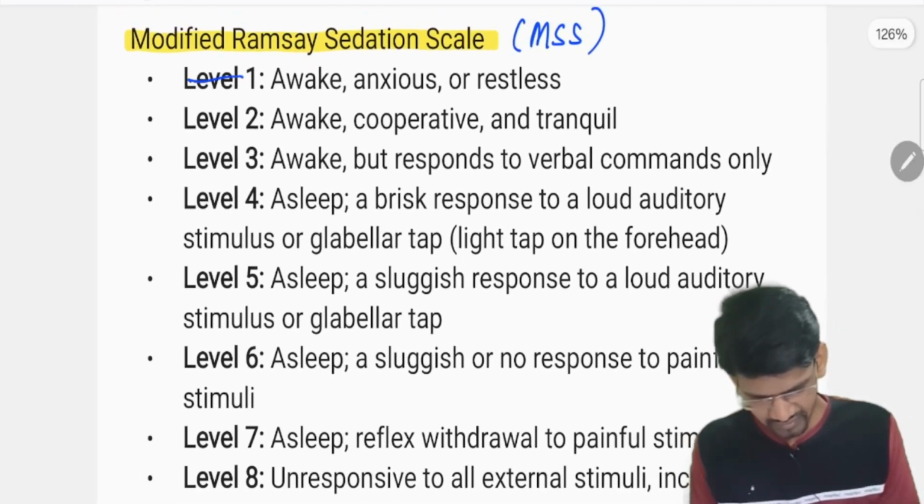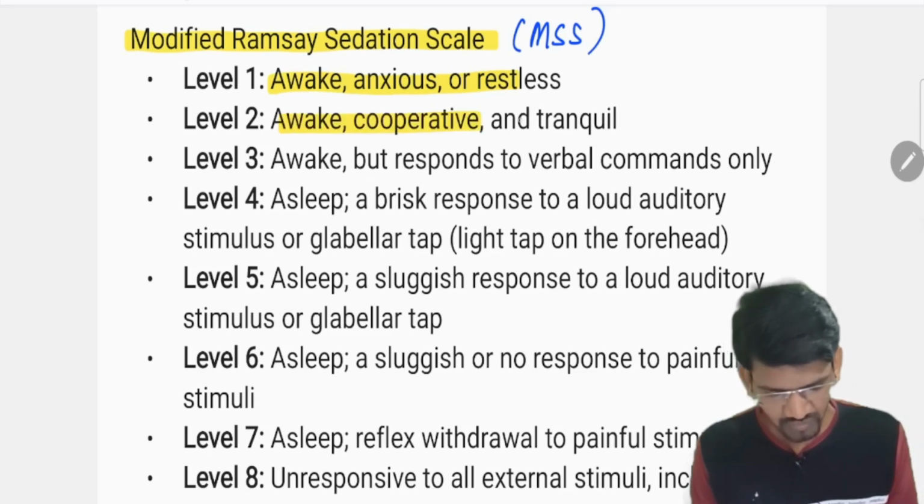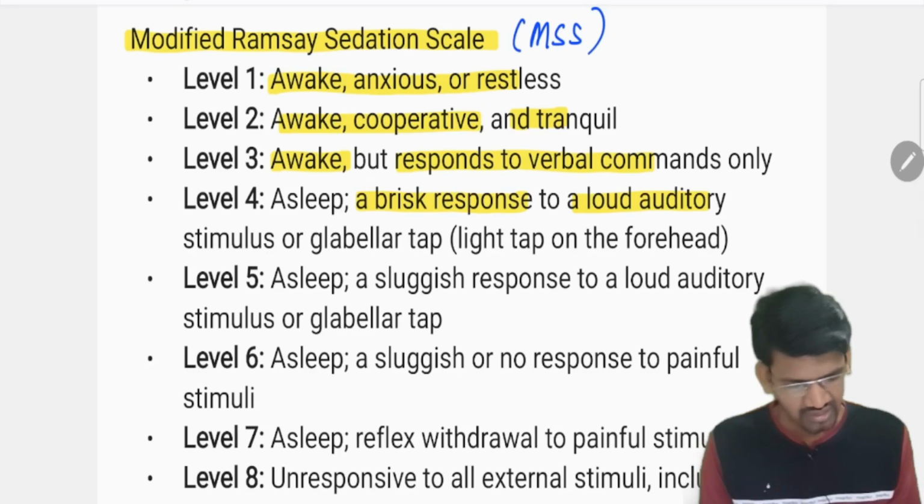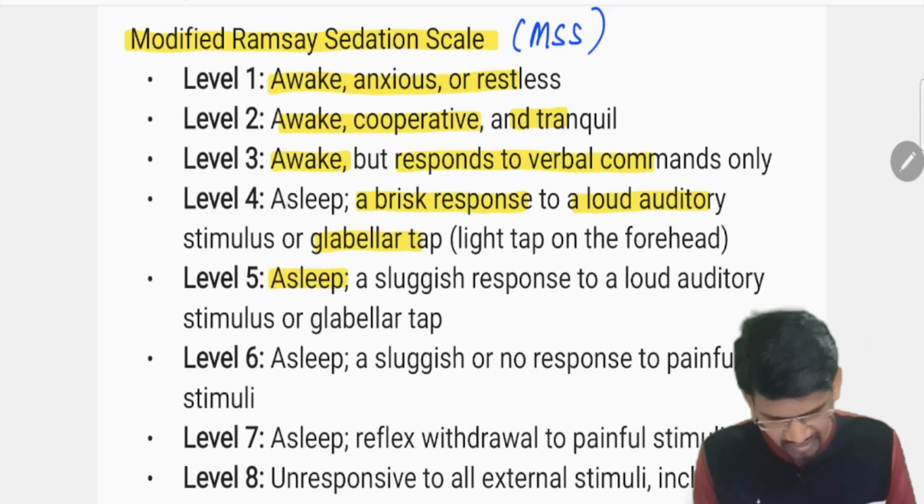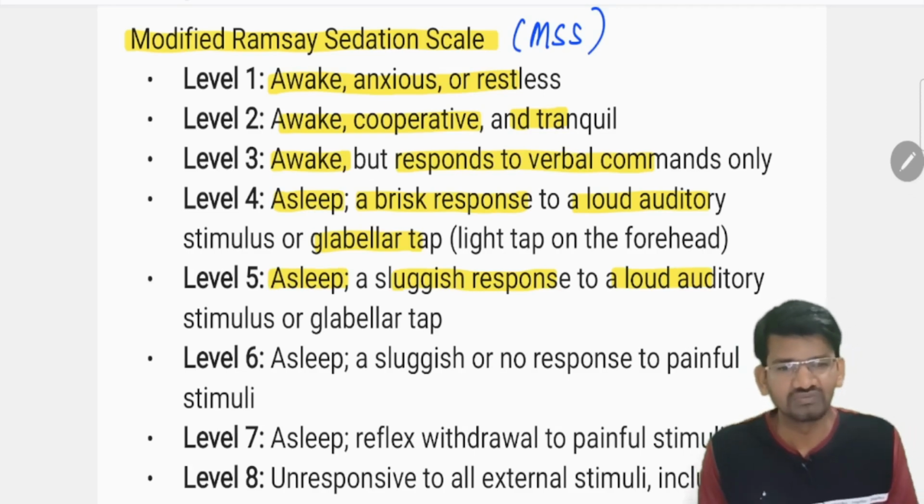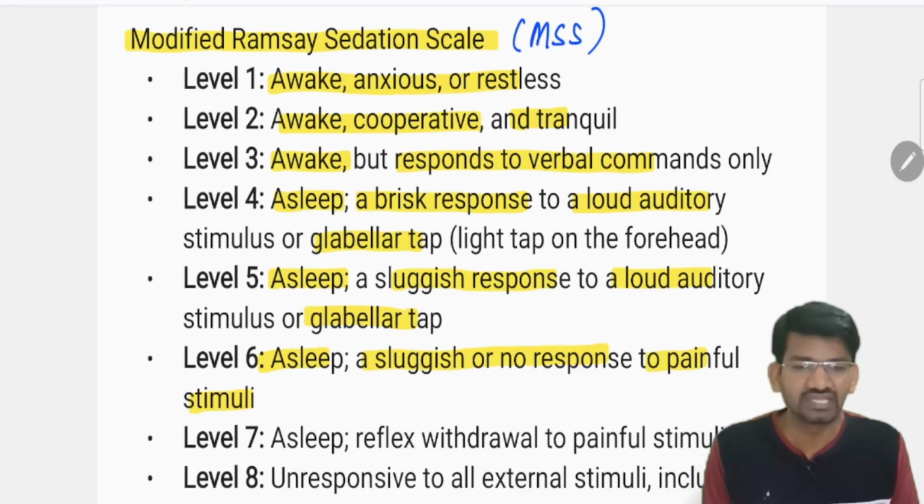Level 1 is where the patient is awake, anxious, or restless. In level 2 the patient is cooperative and tranquil. Level 3 is awake but responds to verbal commands only. Level 4 is where we can have a brisk response to the loud auditory stimulus or the glabellar tap. Level 5 is where the patient is asleep, with a sluggish response to the loud auditory stimulus or the glabellar tap. And level 6 is where we can see a sluggish or no response to the painful stimuli.